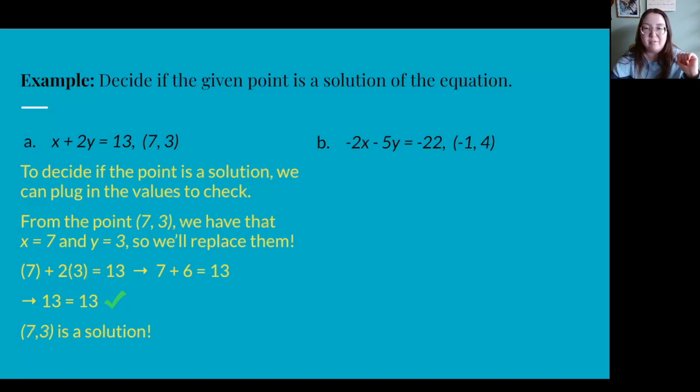So that's how we can verify that an ordered pair is a solution of a given equation. You plug in the values of x and y into your equation and just verify that your final answer is true, meaning that it's going to be the same number equal to itself. That means that that point is a solution. So then we'll go on to B. We have negative 2x minus 5y equals negative 22, and our point is negative 1 comma 4.